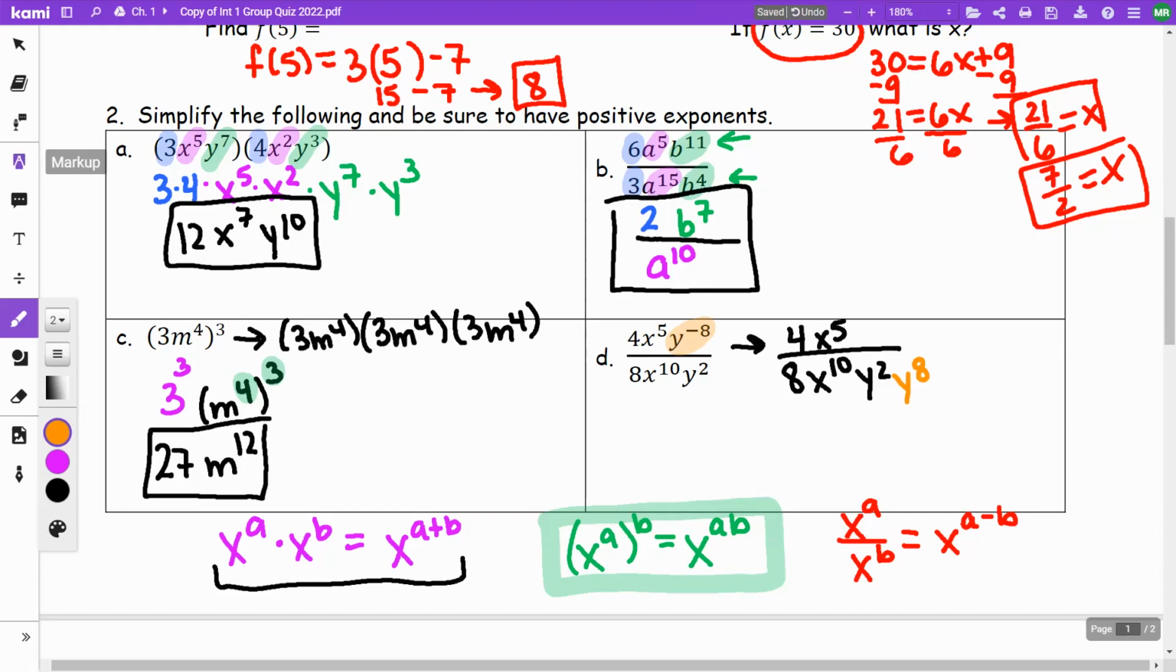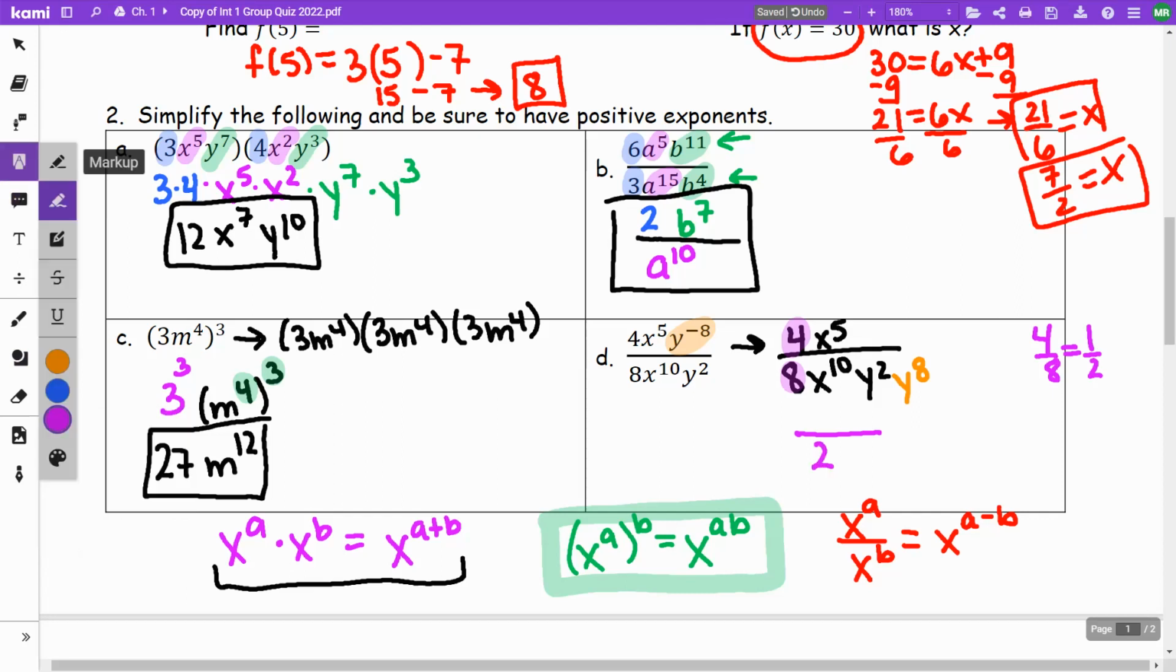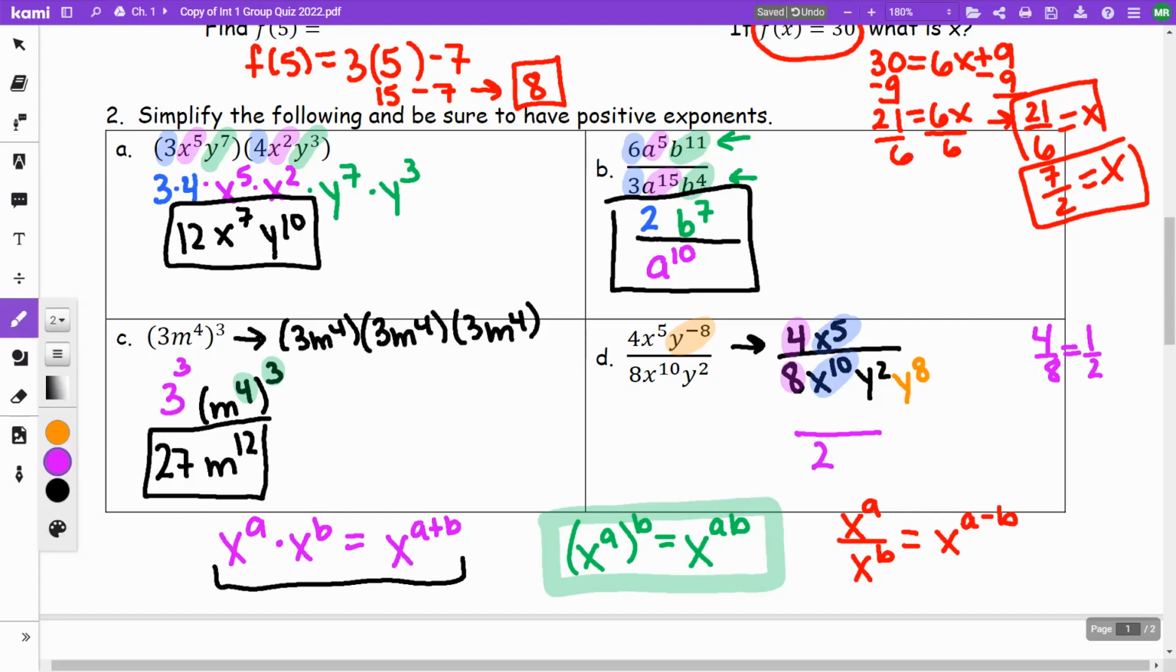Then I'm going to be looking at 4 over 8, if you think of it as a fraction. So 4/8 is the same as 1/2, okay? So I'm going to have a 2 on bottom. And then if I'm looking at my x's, I have 5 x's on top, 10 x's on bottom. So I can cancel 5 from top with 5 from bottom, and I'm left with 5 on the bottom.